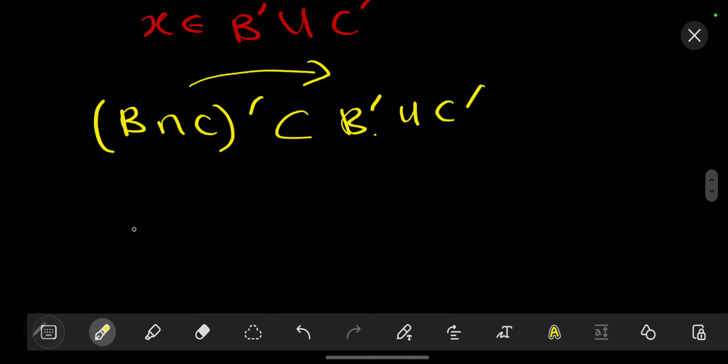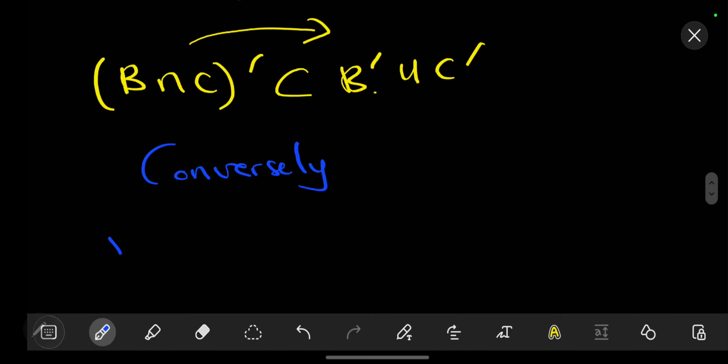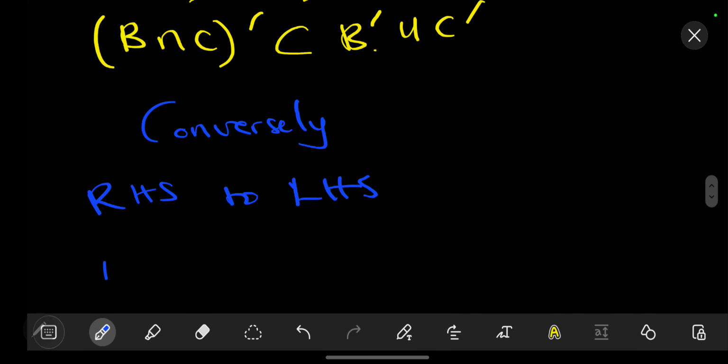So what we are going to begin to do is, conversely, take our B on the right hand side to the left hand side. So we are going to have our B complement union C complement, like that. So how do we move about that?